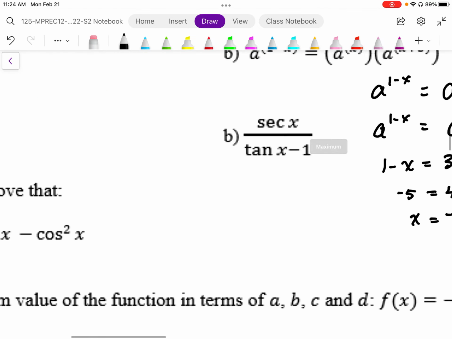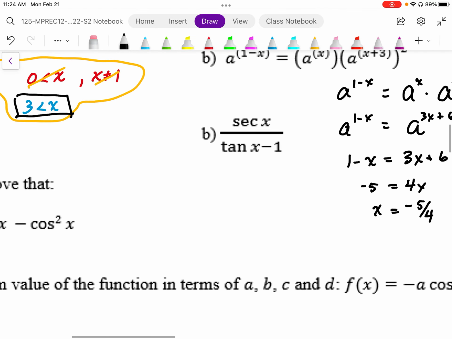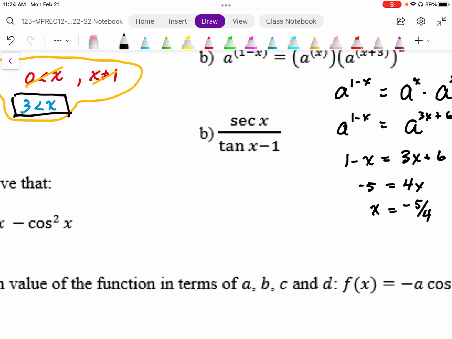For B, we have restrictions here. We have to worry about all the divide by zeros due to the reciprocal trig ratios and the quotient ratio of tan, and also the denominator. So I'm going to start with the denominator.